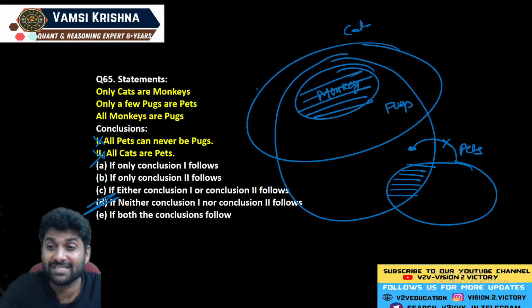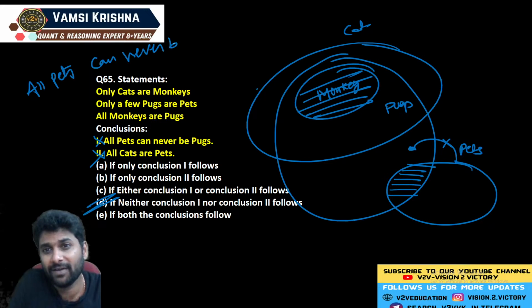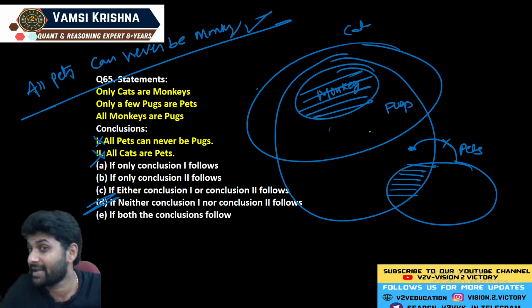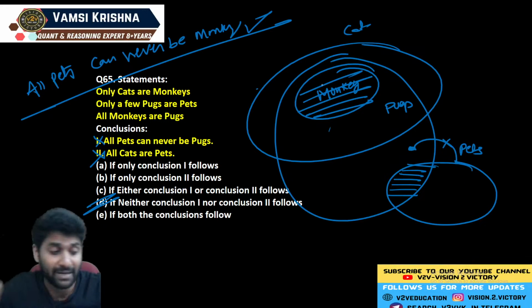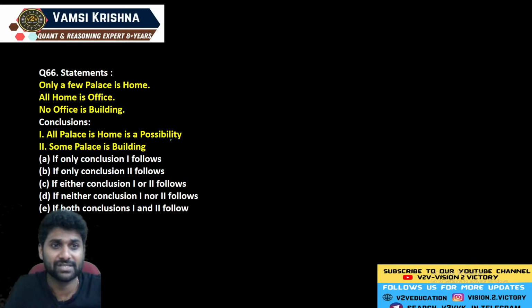Upendra, you can consider C. For example, all pets can never be monkey, then it's a valid statement. You can place all pets into the pugs, or you can place all pets into the cats, but you can't place all pets into the monkey. It is not possible. Remember, all pugs are not pets, all cats are also not pets. Why? Because monkey belongs to that region. That is all. Next.